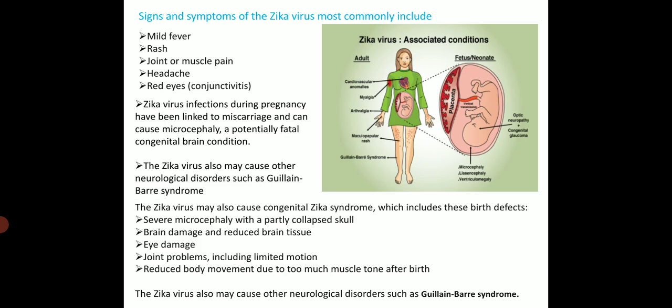When it is in the fetus, it will cause many problems like microcephaly, next lissencephaly, that means a smooth brain, where there is a lack of development of brain folds and grooves, and the last one, ventriculomegaly, that means enlargement of the ventricles which are present in the brain. So all these are the symptoms or effects of the Zika virus.